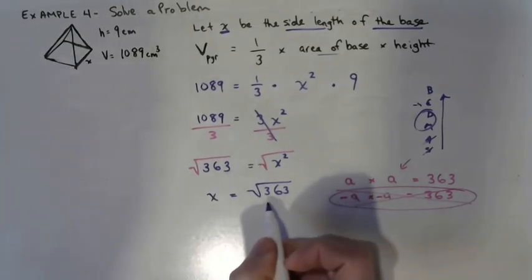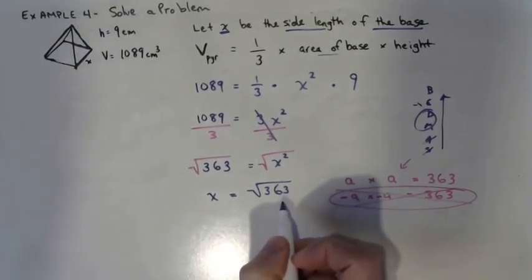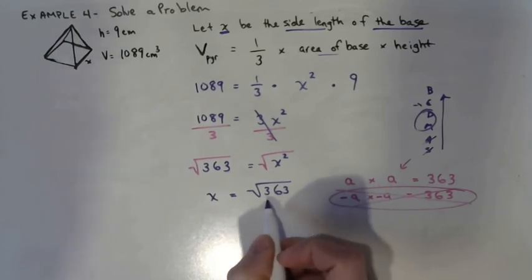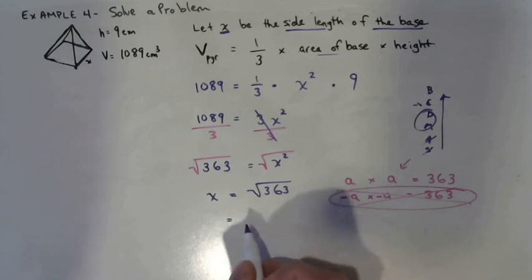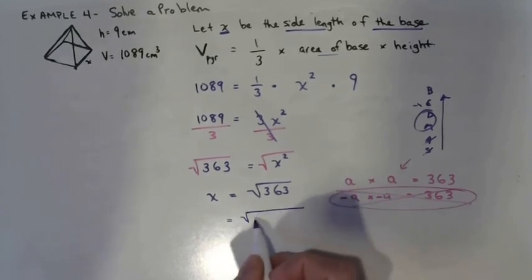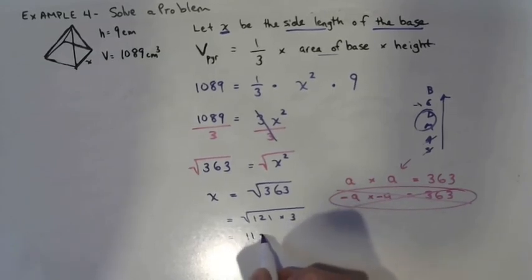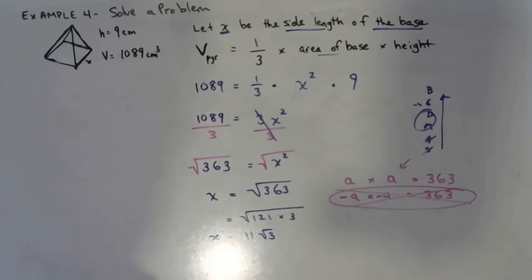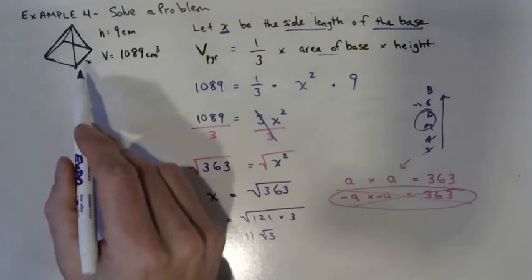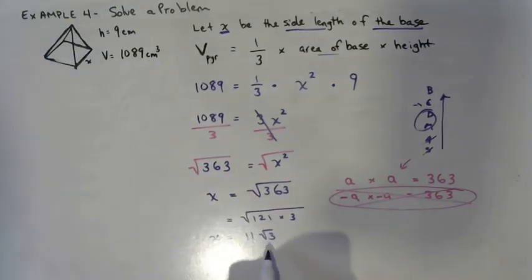So let's go. We've got 363. If you're good with your square numbers, you know that this is divisible by 121, which is 11 squared, so the square root of 121 is 11. So I'm going to write on the right-hand side that this number can be broken into 121 times 3. That's going to give me 11 radical 3. And I'm done. That means the length of each side of the square base for this pyramid is 11 radical 3. It's an awkward number, a mixed radical, but it is a number and it is an exact number.